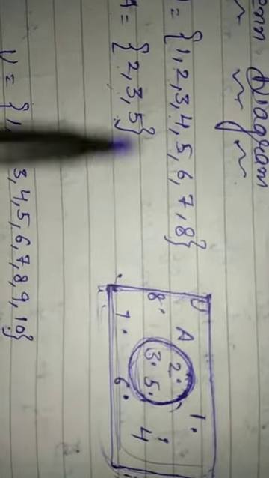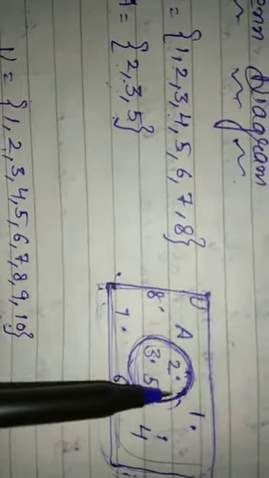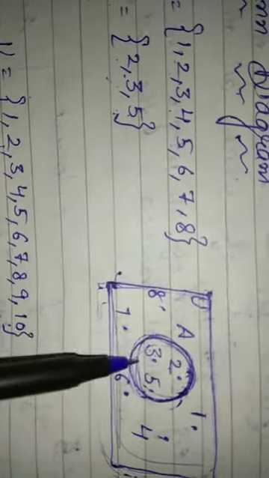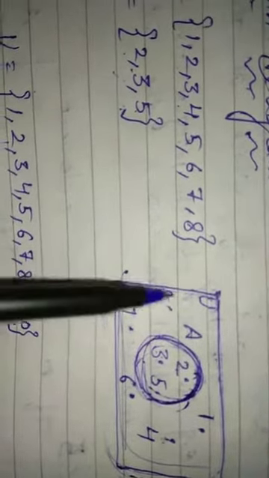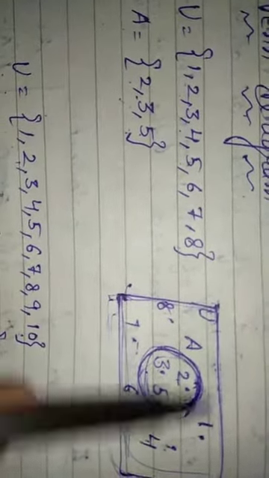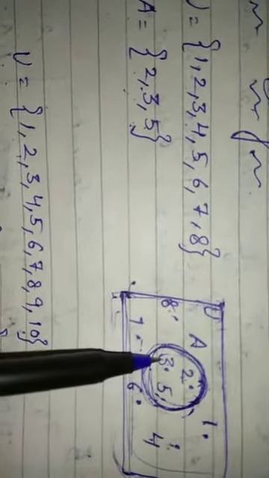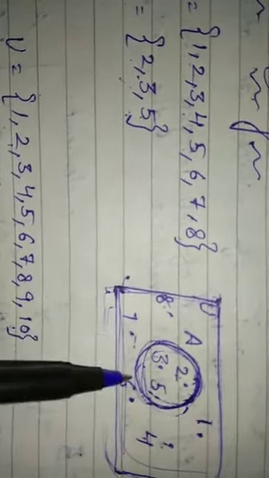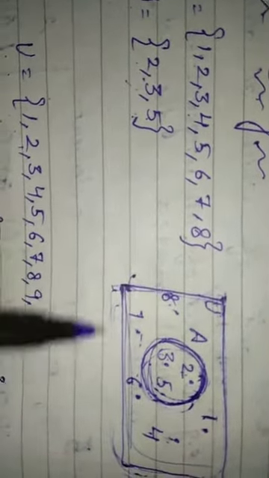The elements of set A are 2, 3, 5, so I have put them in this circle, and the rest of the elements I have put outside the circle: 1, 4, 6, 7, 8. So the universal set has elements 1, 2, 3, 4, 5, 6, 7, 8. So this is the universal set.